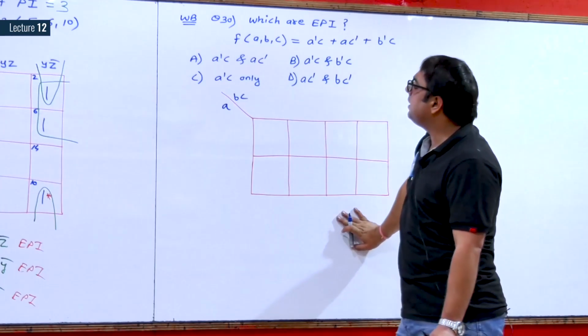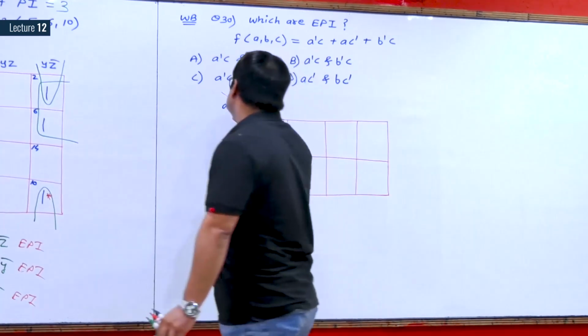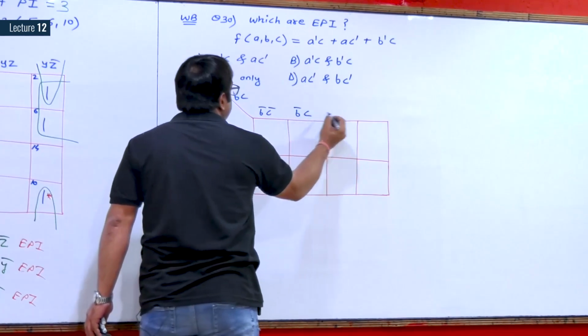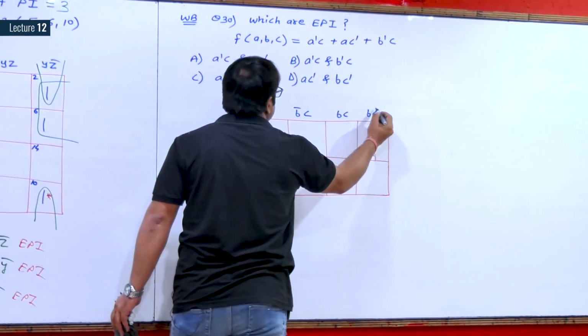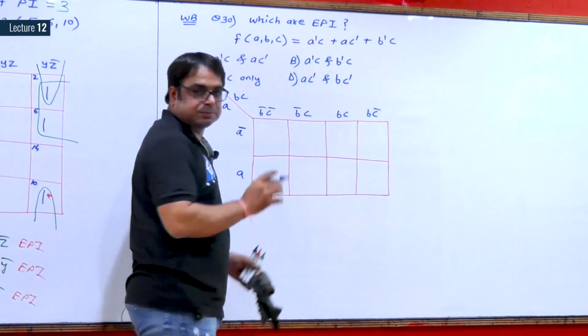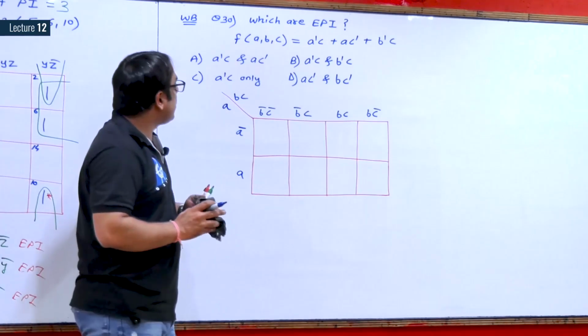This is a 3 variable K-map. On this side is A, and this side is B and C. So this would become B complement C complement, B complement C, B C, B C complement. This is A complement and this is A.